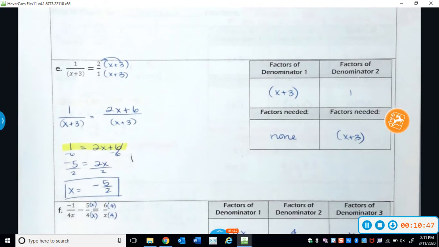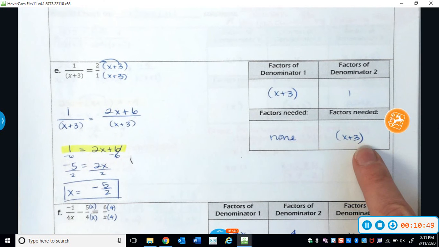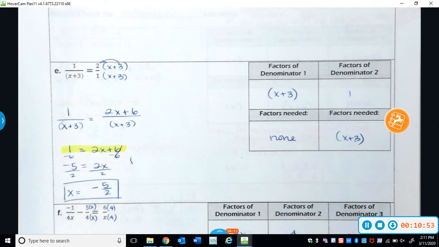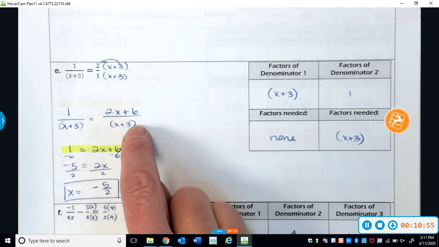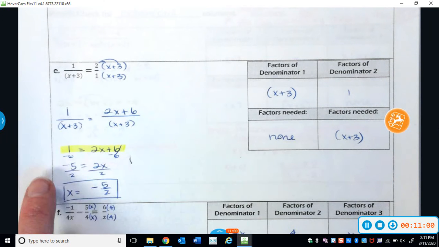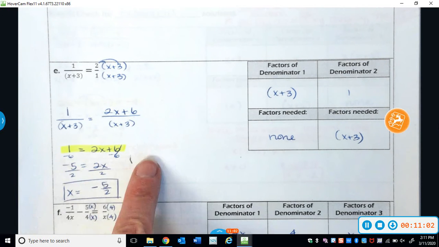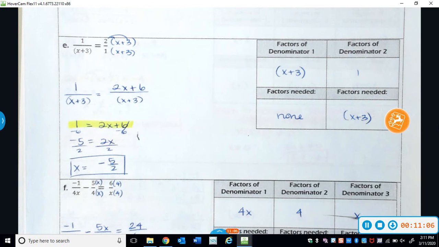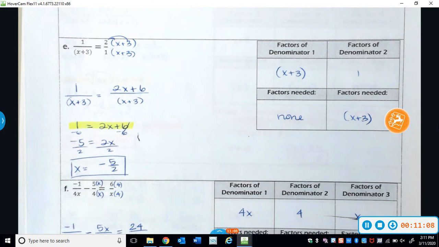For the second one, the second fraction needs a factor of x plus 3. So I'd be multiplying that in first, which gave me this. And now that I see their denominators are the same, I'm writing an equation that's just about the numerators, which I'm always going to highlight in yellow, just to pull your eyes to that step. All right, and so when I solve this, I get negative 5 over 2.